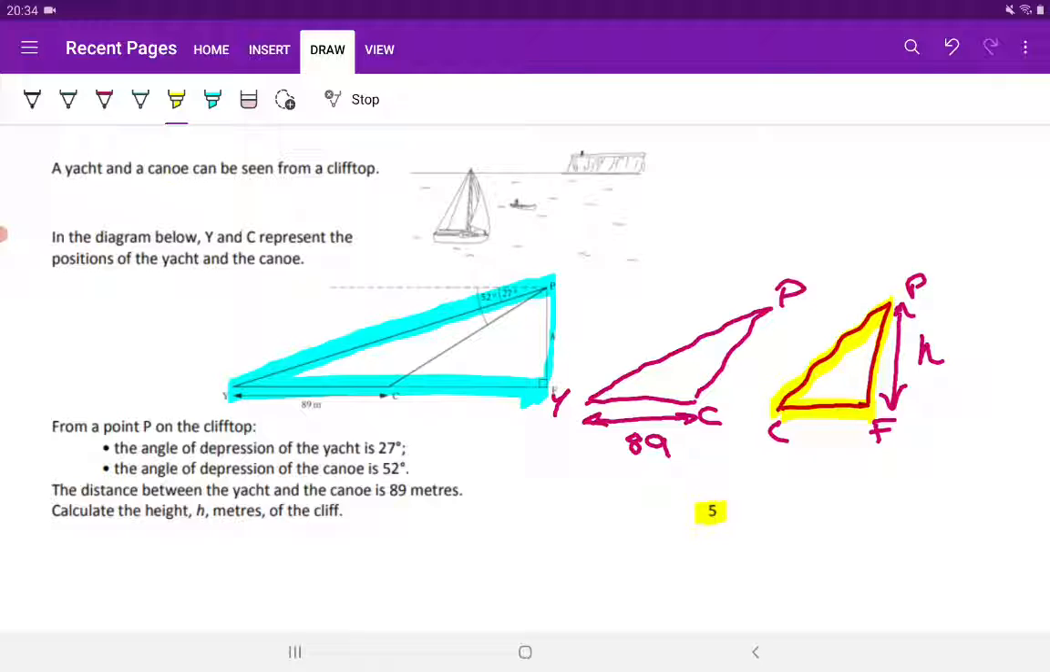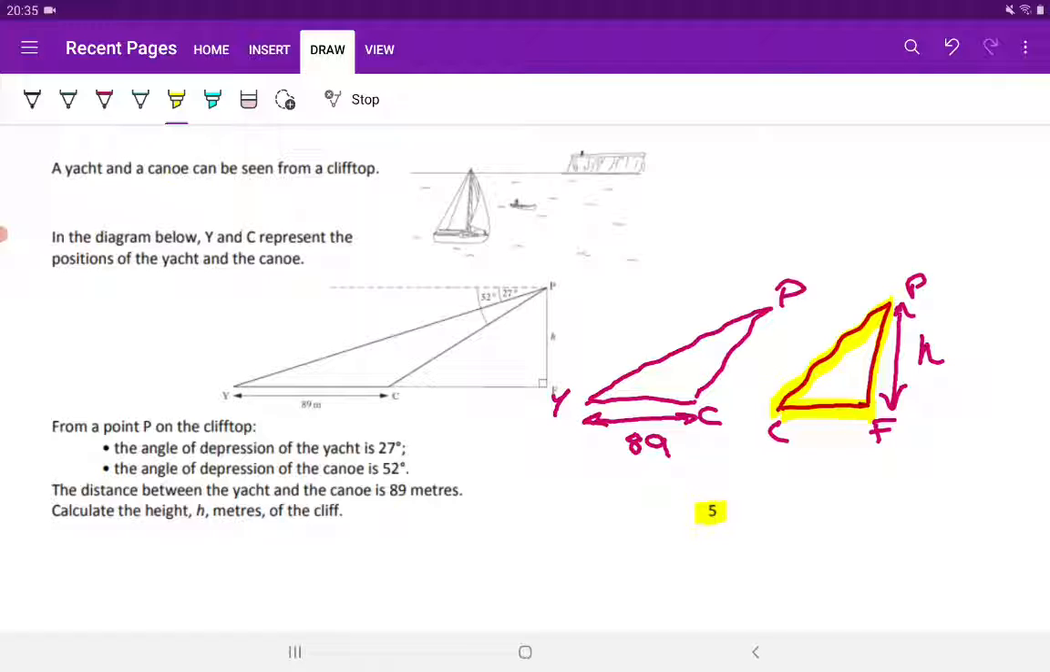Again, I'm just going to do the question one way. I'm going to use the PCF, but you could use the PYF one, and that would just be slightly different. Okay, so I'm going to get rid of that blue just so we don't get confused.